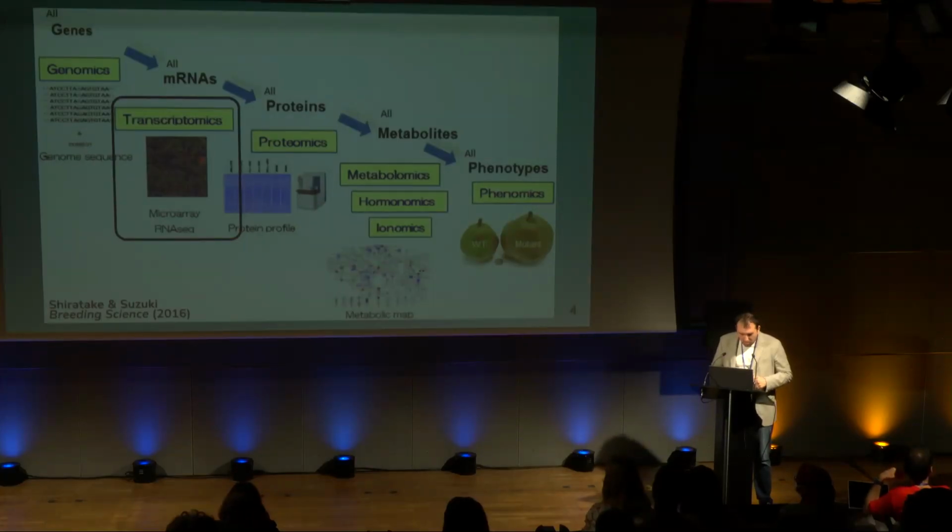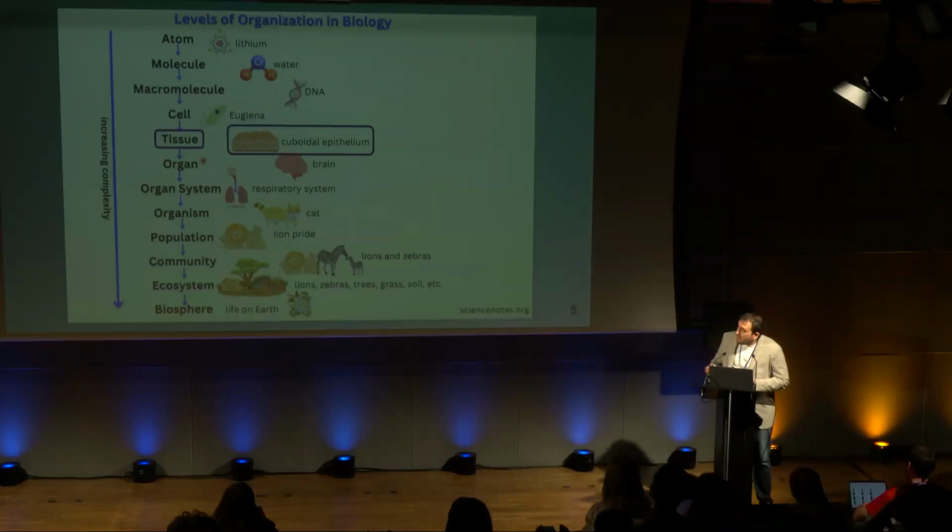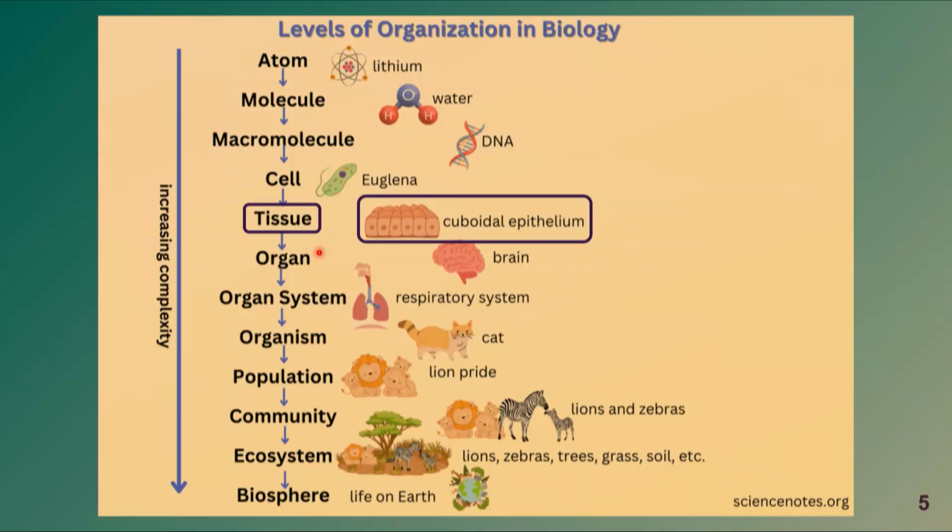Besides that, another important concept that we must review is the organization levels of biology, which you can see in this figure. Normally in bioinformatics we focus on studying the tissue, which is a midterm between the cells and the organs. A tissue is a collection of cells in a structured way, and the organ will be a collection of tissues in a structured way. However, an organ can have more than one kind of tissue.